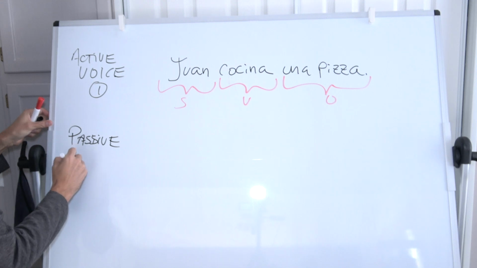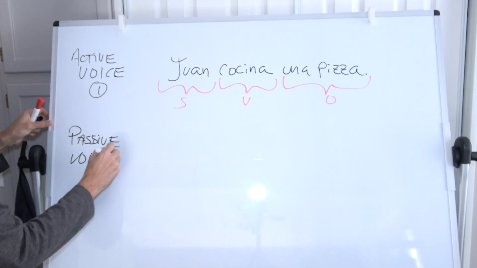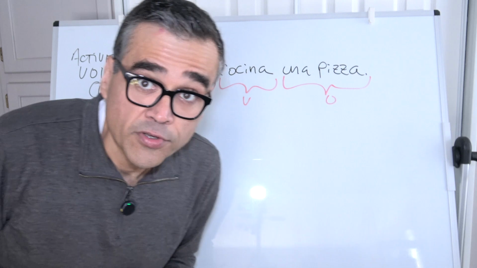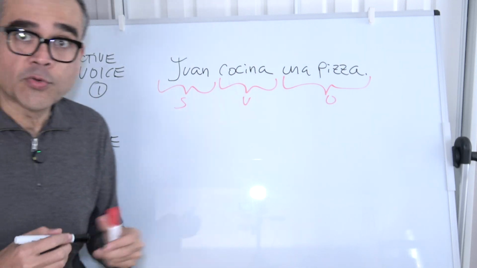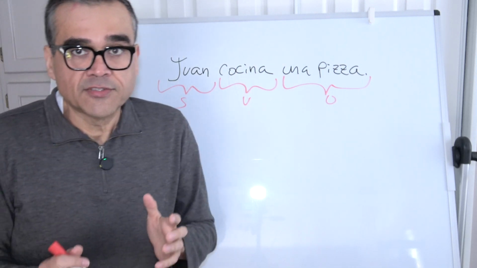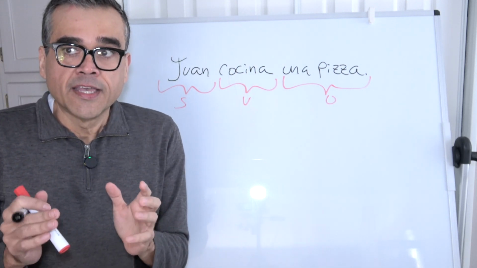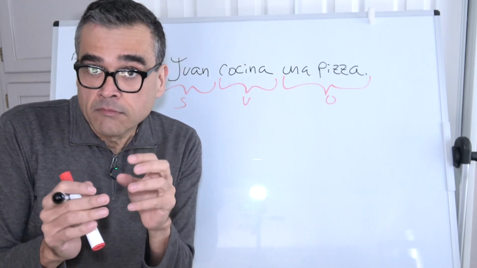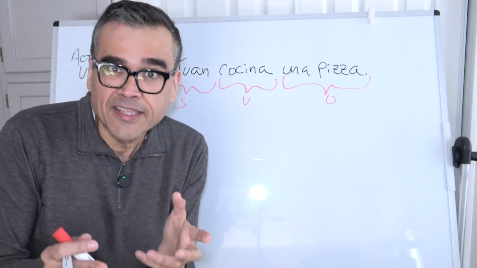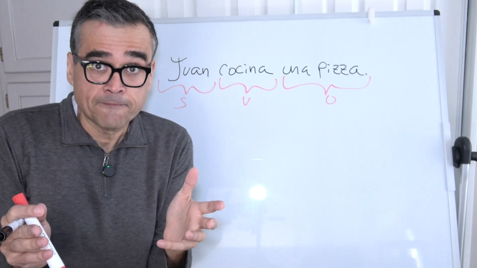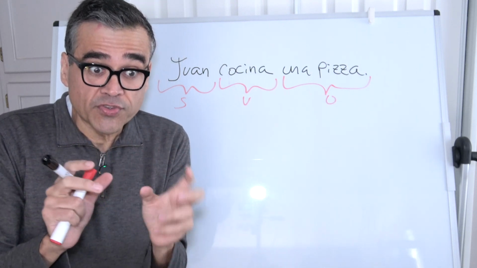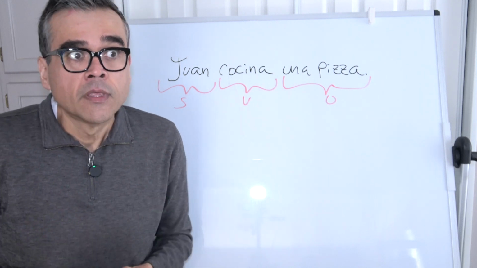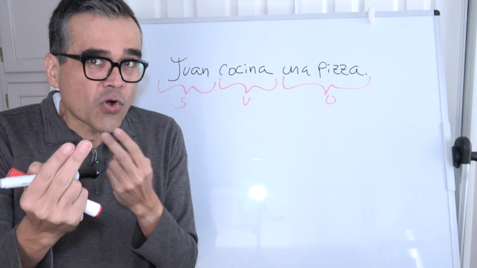Now, for the second sentence, I have, as I announced before, the passive voice. What's going to happen here? Listen to me. A passive voice is another version of the sentence in which I am saying the same thing, okay? But the way in which I arrange the words is different. And it has to do with the focus.